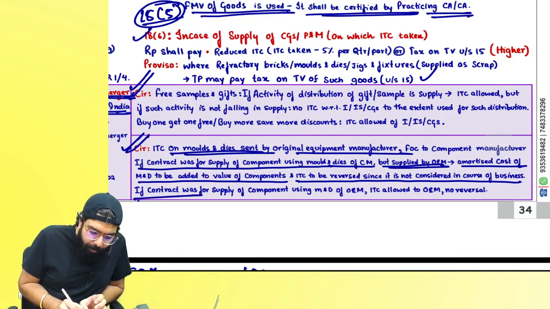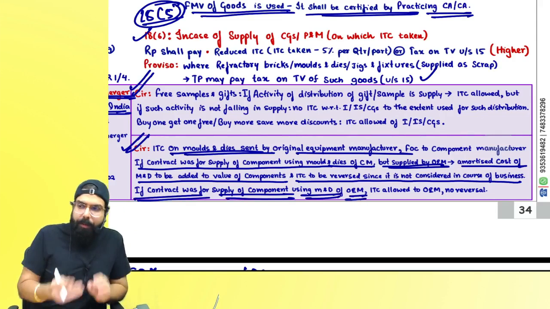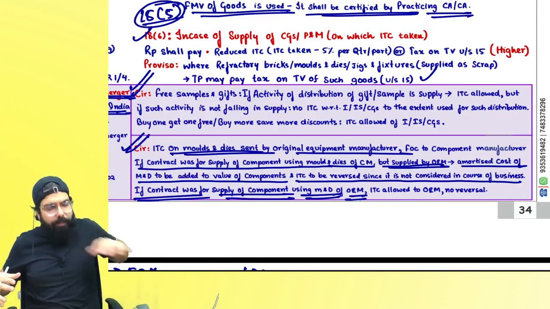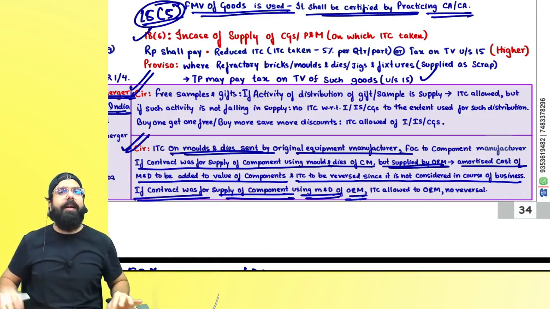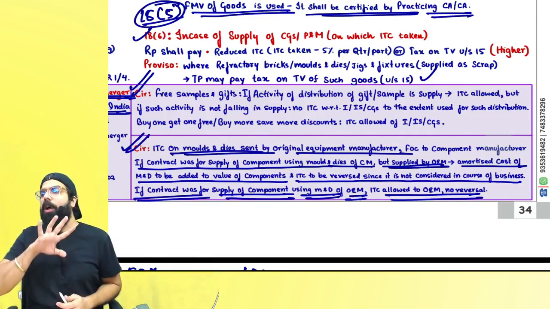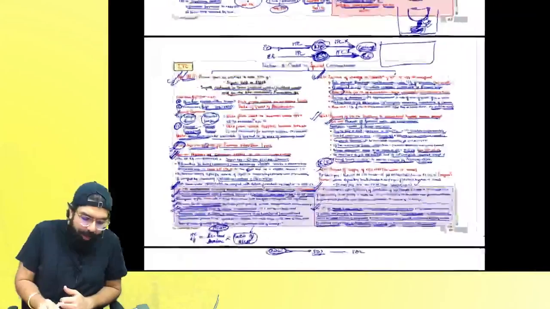Then if the contract was for supply of component using the mold and die of the original equipment manufacturer, I bought and gave it to you, you made the component and give it to me, it was my business to buy the mold, I can take the credit, and also when you give me the component, in that there will be no addition in the value of supply. I hope you guys are clear.